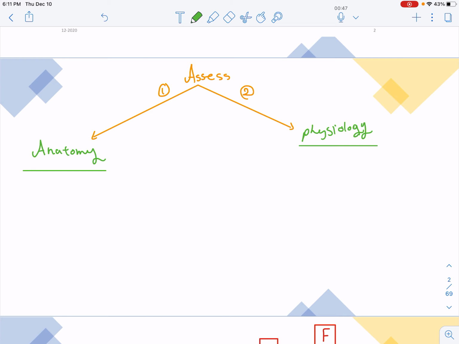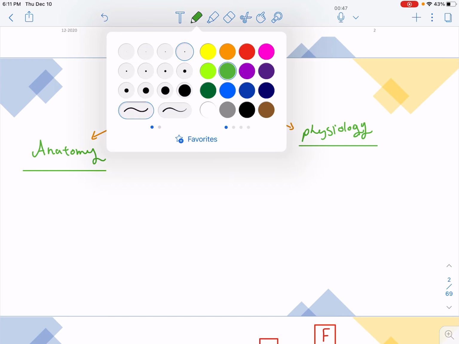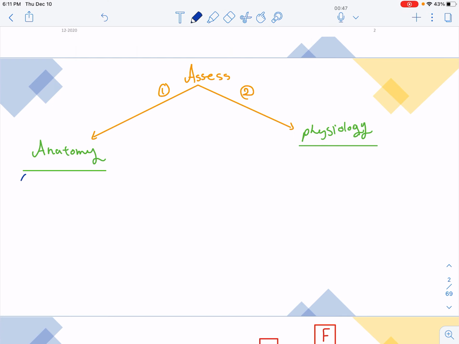So when we are using a modality to assess the anatomy, we are looking at the structure itself. For example, when we are using X-ray or CT, MRI, and so on, we are looking at the structure. When we use a modality to produce an image and look at the function, we are assessing the physiological part.